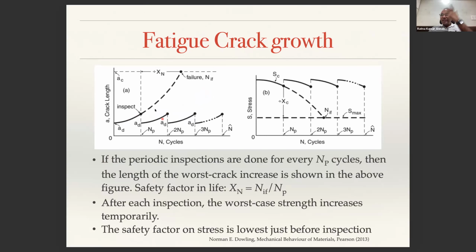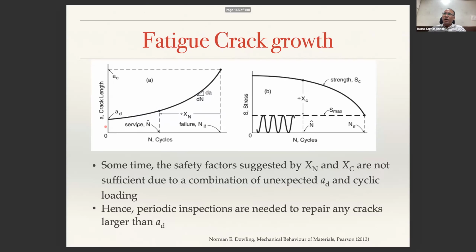Now, let us say in this path, your crack is growing. Now you need to do periodic inspections in order to repair. If you have a crack larger than AD, you always want to keep your crack much smaller so that it is not going closer to AC. So what you would do after some service, this is the actual number of cycles that the component is designed for. But in between also you do an inspection.